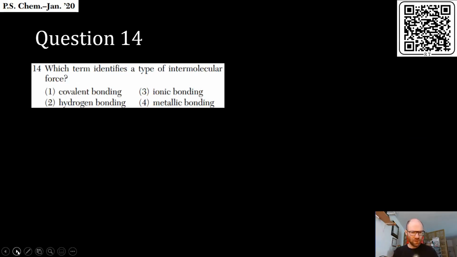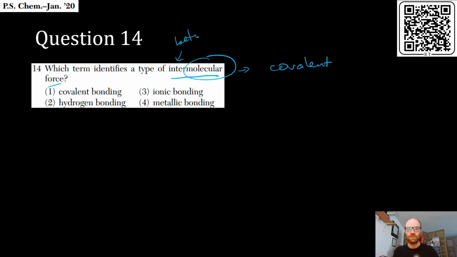For question 14, this is one of those, again, you kind of have to know. Now, intermolecular force, some things that might jog your memory. Molecular, we just talked about, that means covalent, but intermolecular is between, not within. So covalent bonding is when two elements are sharing electrons. This is an intramolecular force, but that's not what we want here. Ionic bonding, well, that wouldn't fit with molecular because that's covalent, and metallic, again, is not covalent. So that does reduce us to hydrogen bonding.